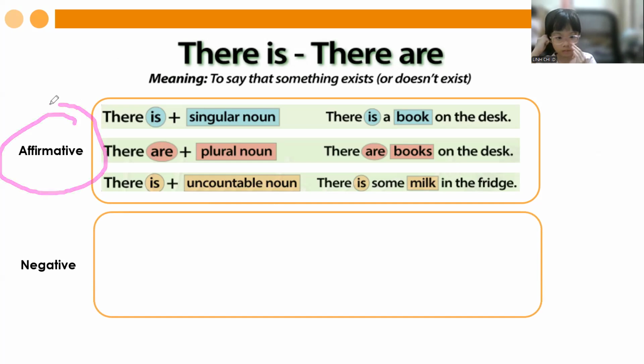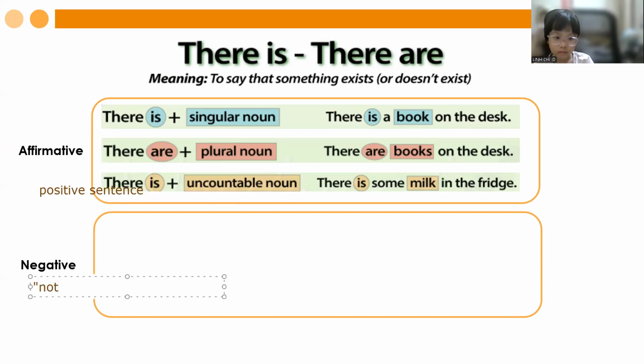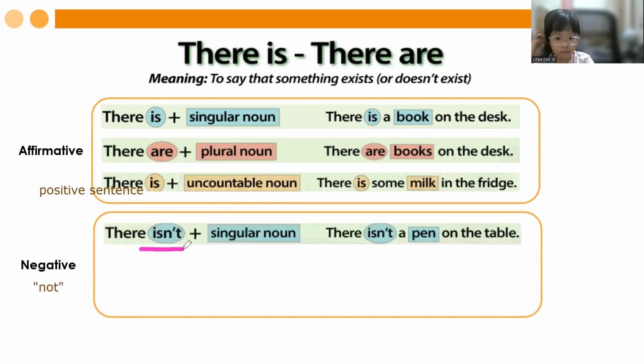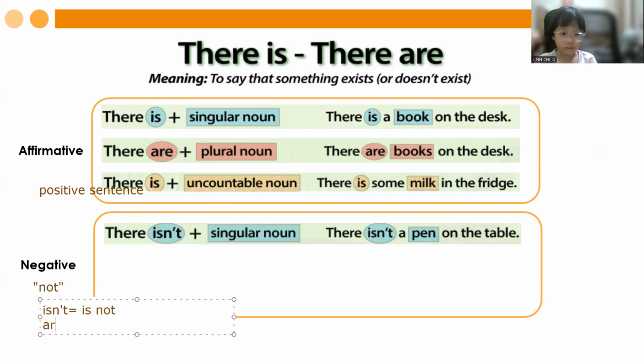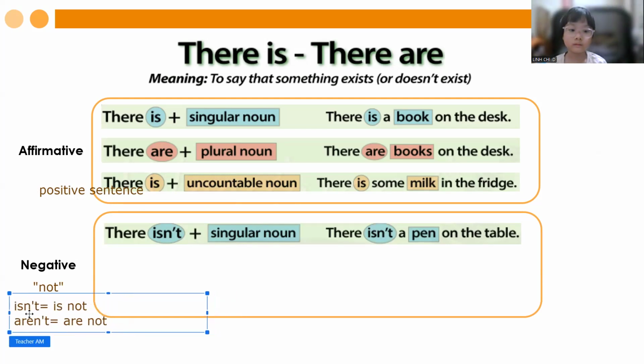So, by the way, when we say affirmative, Mary, these are what we call positive sentence. All right? Okay. And when we say negative sentence, that means there is not in a sentence. Look at the example. There isn't. Okay, when we say isn't, that's the same thing with is not. All right? And when we say aren't, that's the same with are not. So isn't, is not, aren't, are not. Okay, Mary?